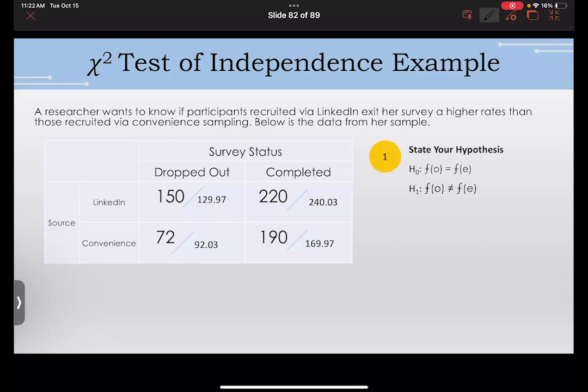State your hypothesis. How do I state my hypothesis? You have two options. I'd like TA consensus on this. Are you guys with frequency observed equals frequency expected for this, or do you use R independent? I've always done R independent for this, because otherwise you don't know what you're really testing.